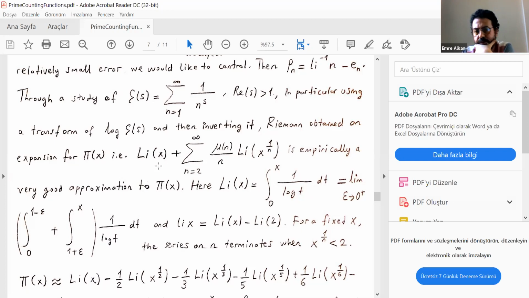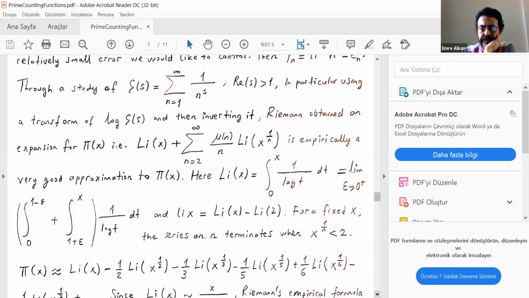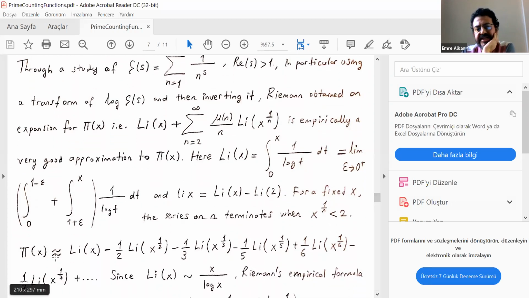As you can see, the first term here is like Gauss's approximation, but he has more terms. Of course, I wrote a few terms for Riemann's formula. I said approximate, so we are not sure about this, but pi of x, we expect it to be very close to this. Of course, the main term is Li of x, capital Li.